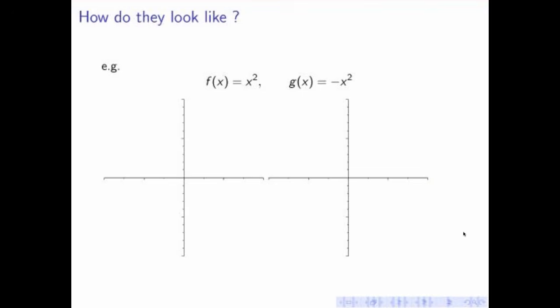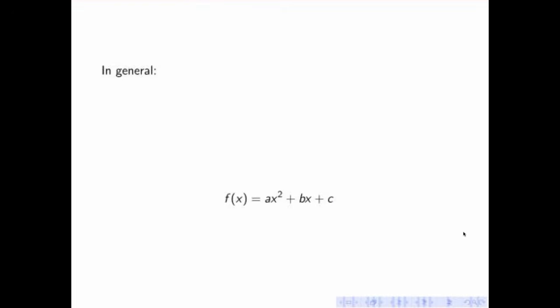So how do parabolas or quadratic functions look? Well, the most famous is, of course, the parabola f of x is x squared, and it looks like this. It touches at 0, it is symmetric, and has about this form. If I do the opposite, minus x squared, I get the whole function turned upside down and put into the negative part of the plane.